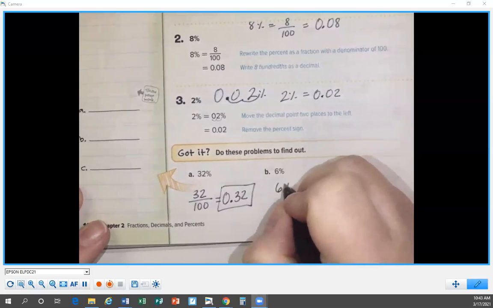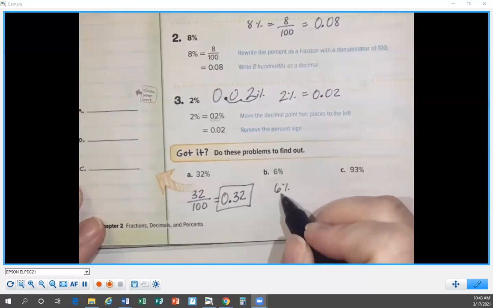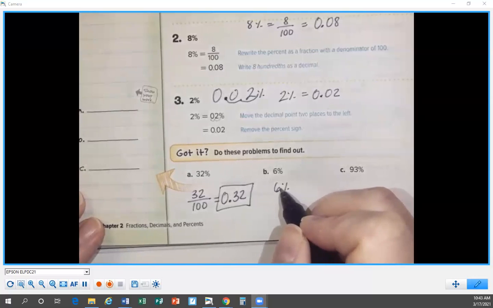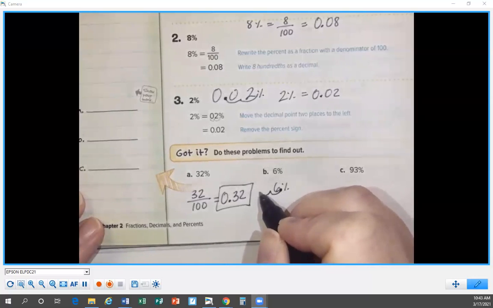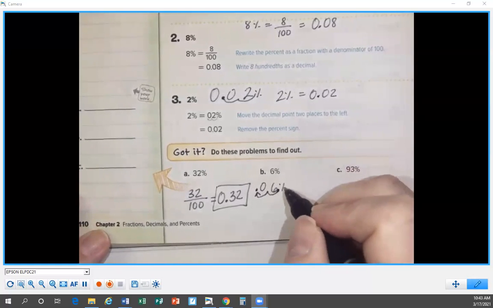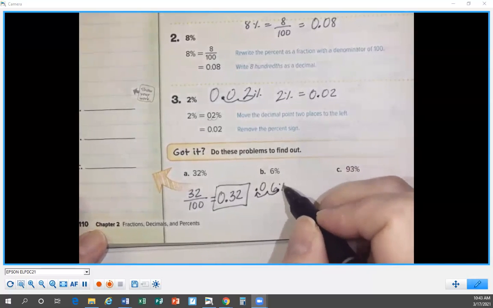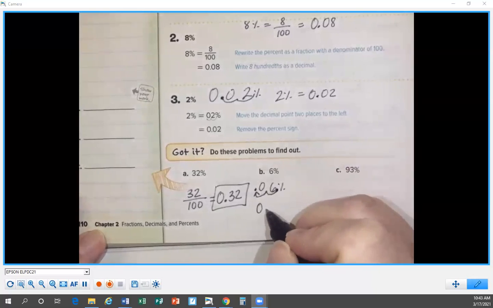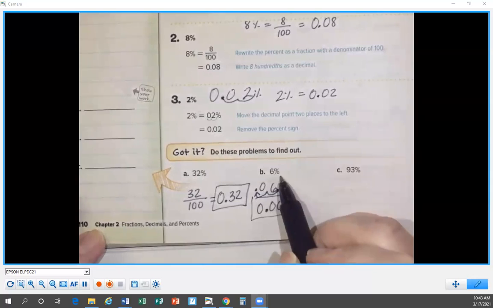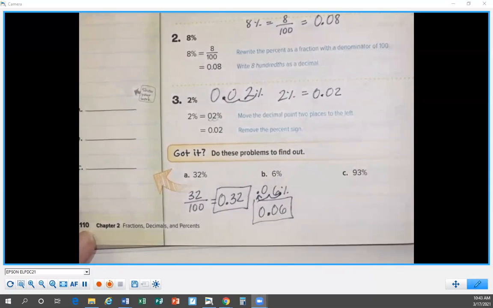For letter B, I'll use method 2, the move the decimal point, drop the percent sign method. So 6%, I'll take my decimal, percent means per 100. So I'm going to divide by 100. Okay, dividing by 100 is the same as moving my decimal 1, 2 places to the left. And what goes in as a placeholder there? A 0. And then since I divided by 100, that's my per 100, my percent. So I can drop the percent sign now. So this is 0.06. 6 hundredths, 6%, 6 per 100. Okay, those are equivalent.